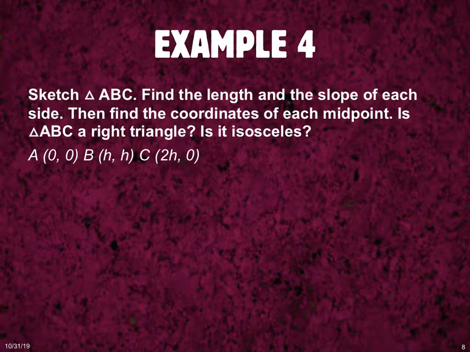Example 4 says, sketch triangle ABC. Find the length and the slope of each side. Then find the coordinates of each midpoint. Is ABC a right triangle? Is it isosceles? So again, we're going to pull in a coordinate grid just so that we can see what this would look like.